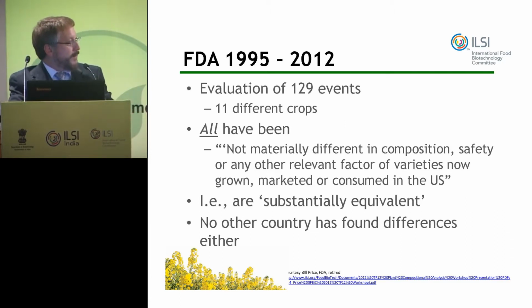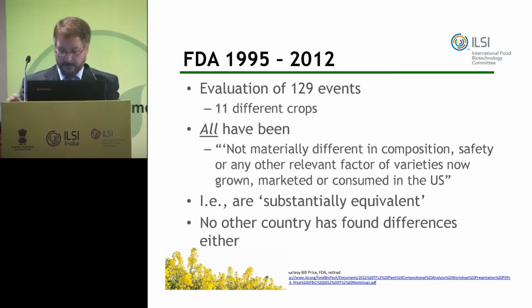Bill Price went and he reviewed 129 dossiers from 11 different crops that were submitted to the FDA with compositional data in them. And FDA ruled that all 129 were not materially different from composition, safety, or any other relevant factor of varieties now grown, marketed, or consumed in the US. In other words, they were substantially equivalent. And for the record, no other country that's looked at compositional data and looked at variability has found differences either.